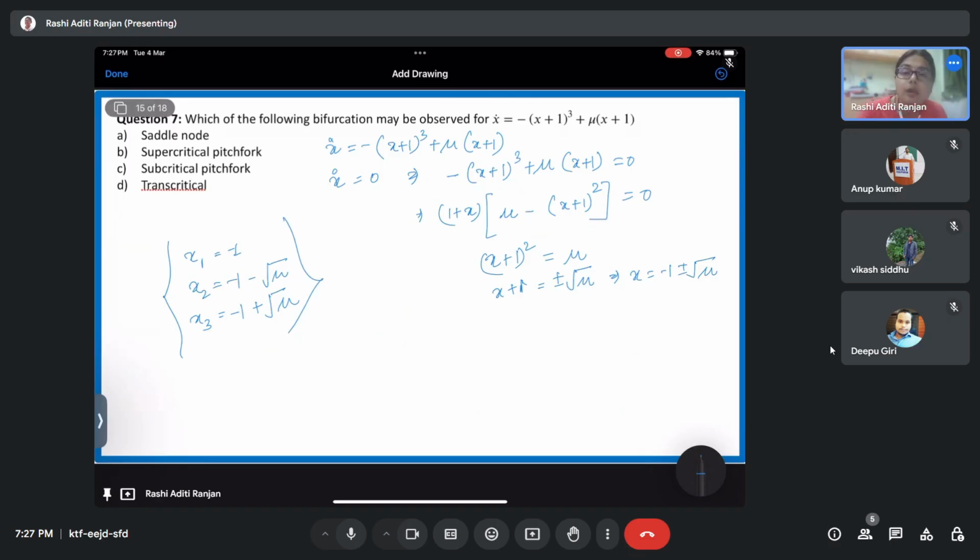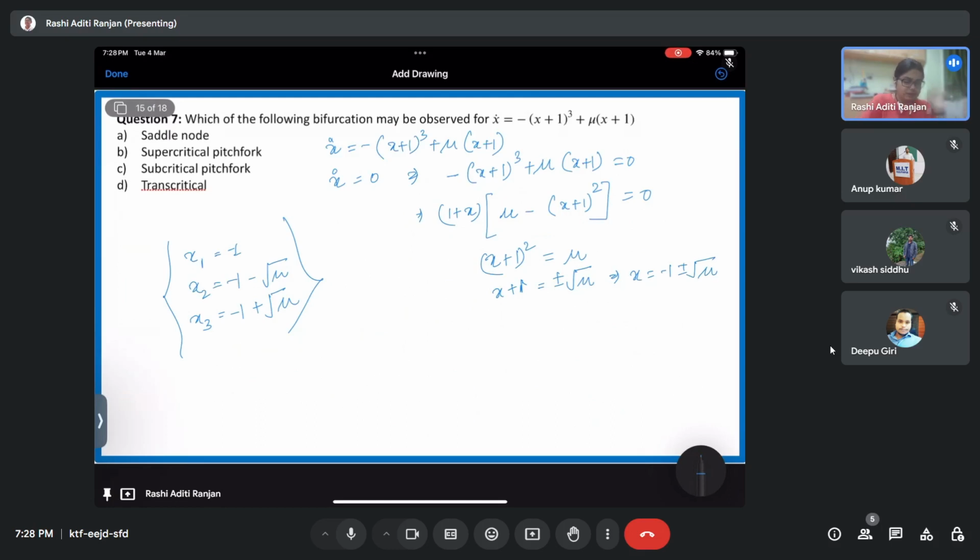Now we want to know what kind of bifurcation is actually occurring over here. The first thing to keep in mind is where my roots will exist. The first root is going to exist everywhere, irrespective of the value of the parameter mu, correct? But the second and third roots are going to exist only if mu is greater than 0, because if mu is less than 0, these two roots are not going to exist. I hope this is clear.